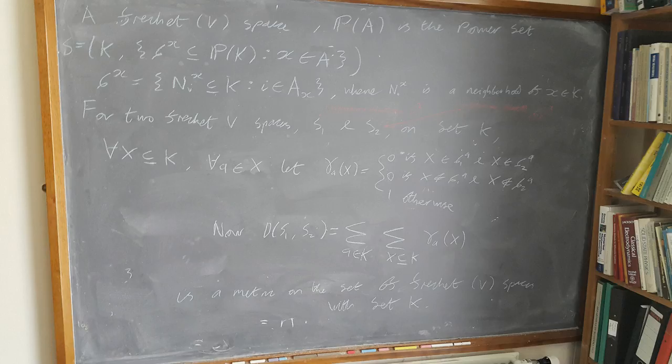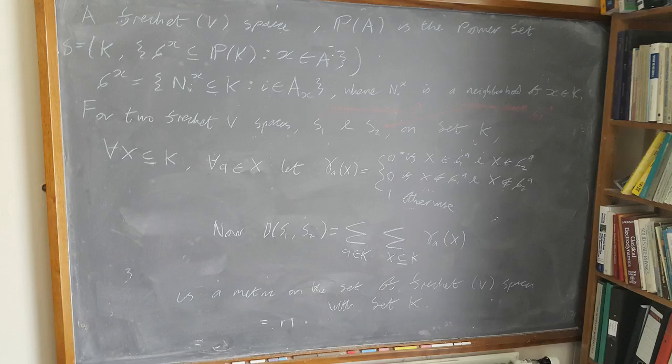Basically, we have a Fréchet V space. So what that basically is, is a set K, and every element X of K is associated with a collection, zeta X, of subsets of K. So what is zeta X? Zeta X is a collection of neighborhoods of X. What are the elements of zeta X? They are neighborhoods of the element X of K. They are simply subsets of K. That's the definition of a Fréchet space.